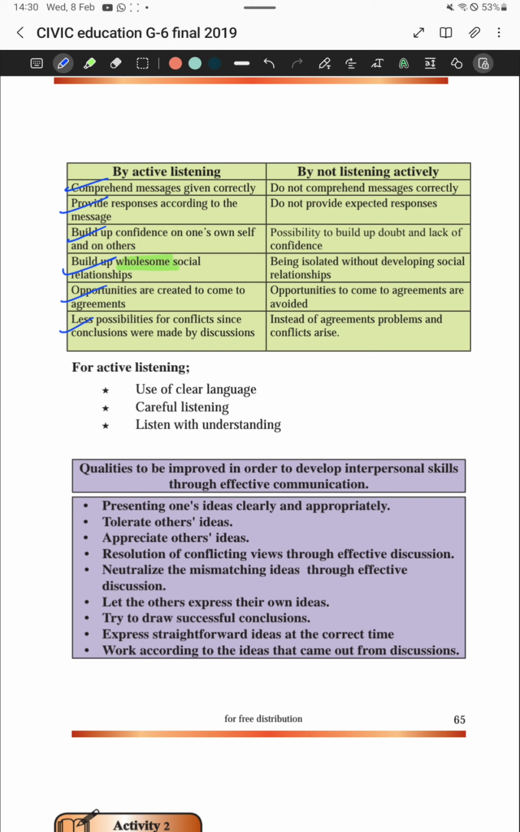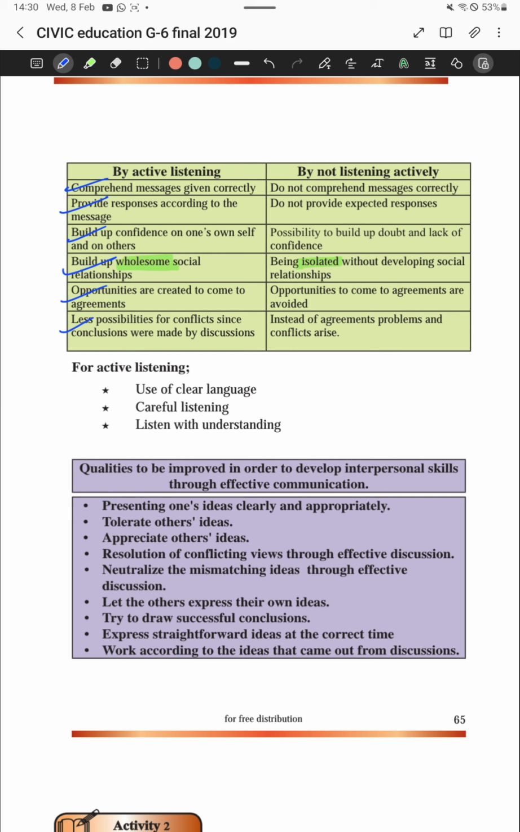There will be problems between you and the other person, and you will be isolated without developing social relationships, right? Isolated means being alone, right? You got that word previously too, right? And also opportunities to come to agreements are avoided. If you are not actively listening, agreements will not be created between you and the other person, and instead of agreements there will be problems. You must know that correctly. If you are not listening, there won't be any good things. Definitely there will be conflicts, right?